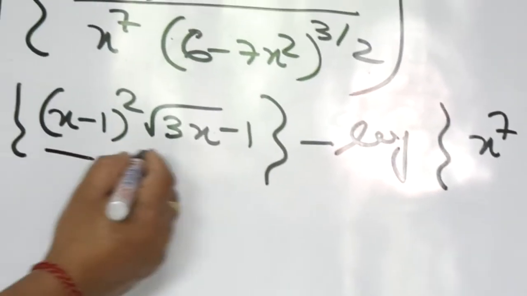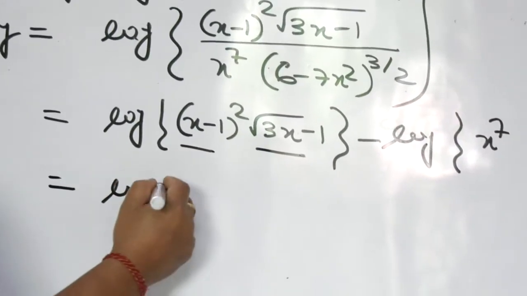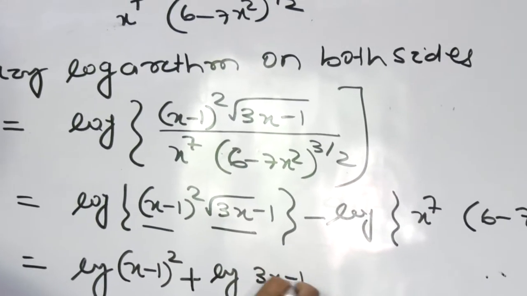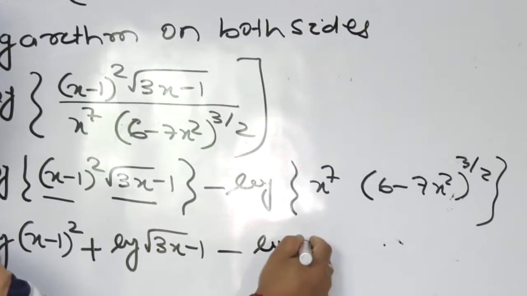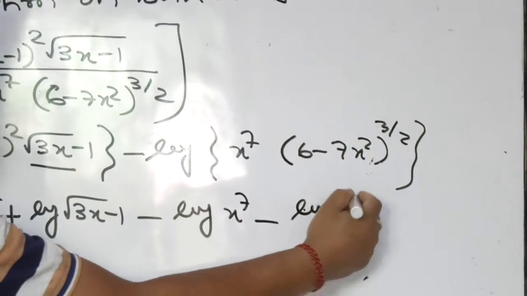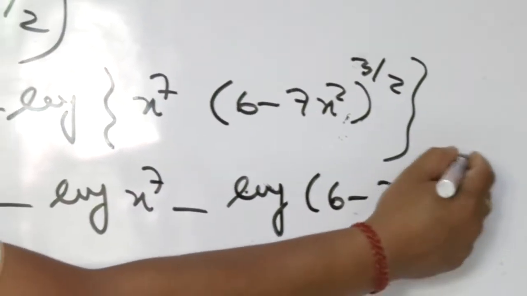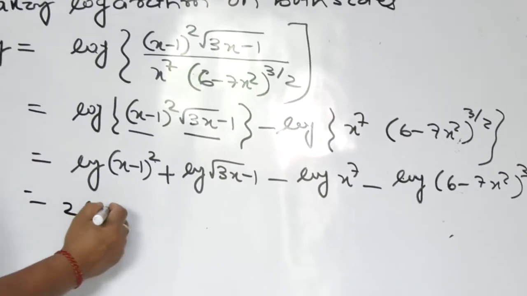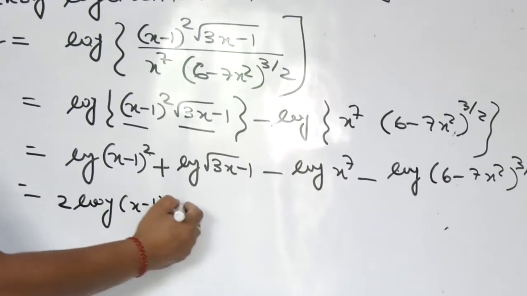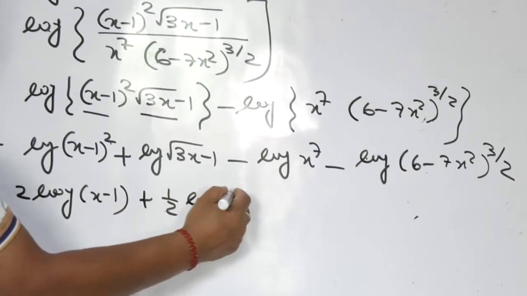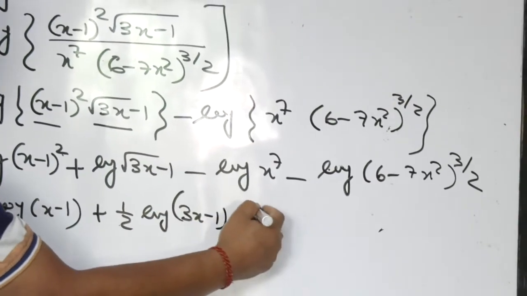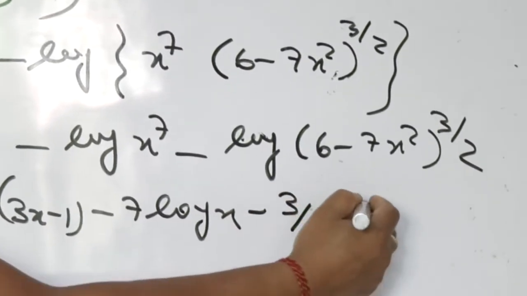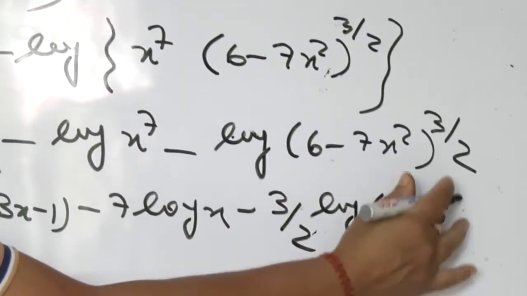Then log of a into b equals to log a plus log b. Log of (x minus 1) whole square plus log of root (3x minus 1) minus log x to the power 7 minus log (6 minus 7x) square to the power 3 by 2. Then this power will come in front: 2 into log (x minus 1) plus half log (3x minus 1) minus 7 log x minus 3 by 2 log (6 minus 7x) square.